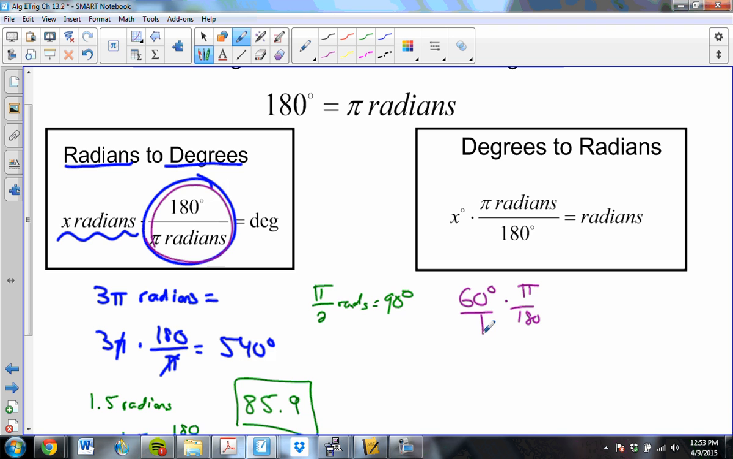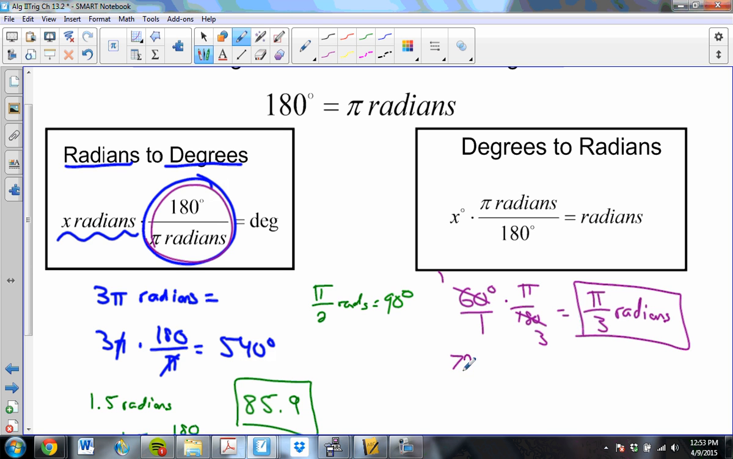60 is really 60 over 1, and the 60 and the 180 can cancel to become 1 and 3. So we would call this pi over 3 radians. Yes, you could find a decimal. It'd be pretty close to 1, a little bit more than 1 radian. But pi over 3 is how you want to think of that. You'll see how nice it gets to use pi and all these things later.